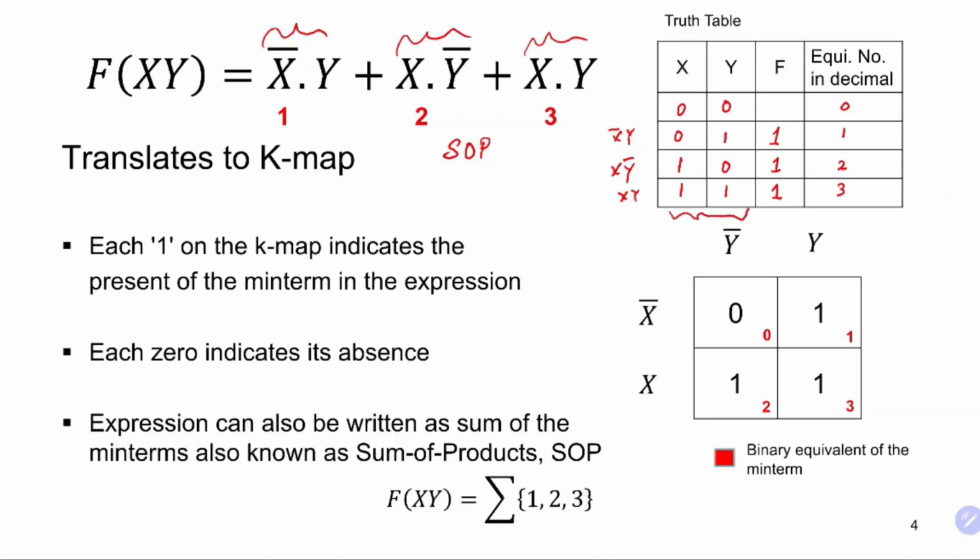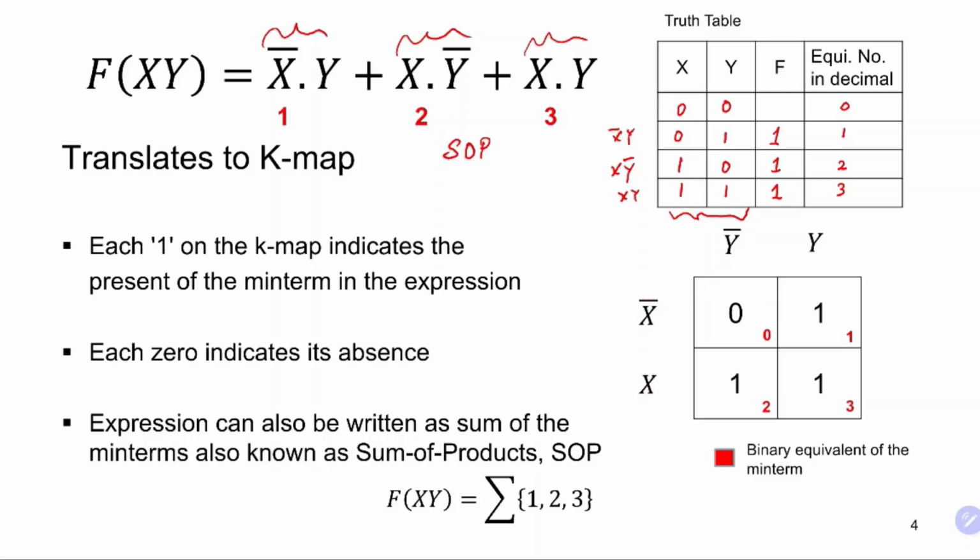And how do I map it into my K-map? My K-map is drawn as a grid, in this case 2 by 2. I've got two variables, x and y, and I need to have all the states of my x and y. X goes from x bar to x, and y goes from y bar to y. These are all the states of my variables.